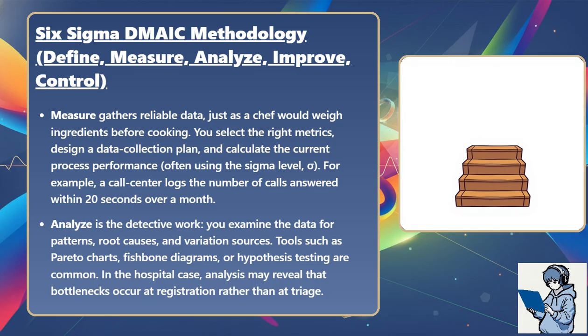Analyze is the detective work. You examine the data for patterns, root causes, and variation sources. Tools such as Pareto charts, fishbone diagrams, or hypothesis testing are common. In the hospital case, analysis may reveal that bottlenecks occur at registration rather than at triage.